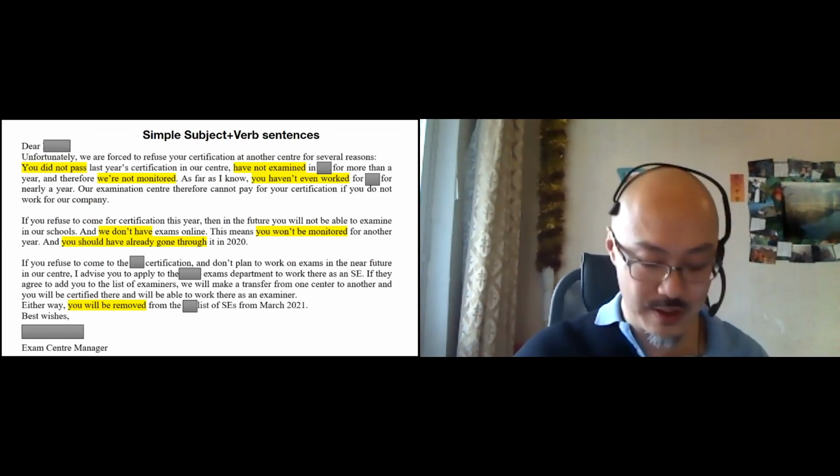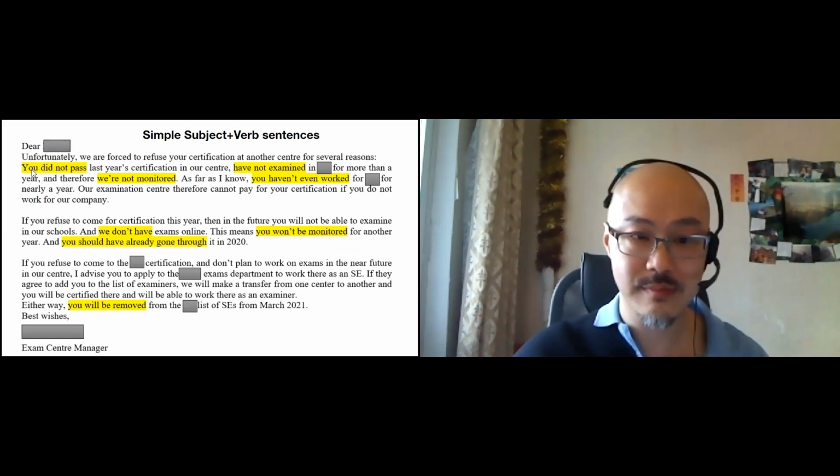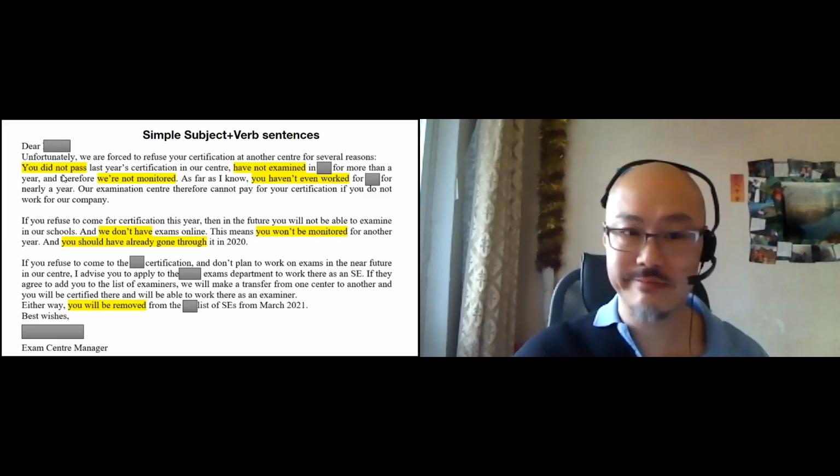Simple subject verb sentences. Subject, verb, object, simple sentences.